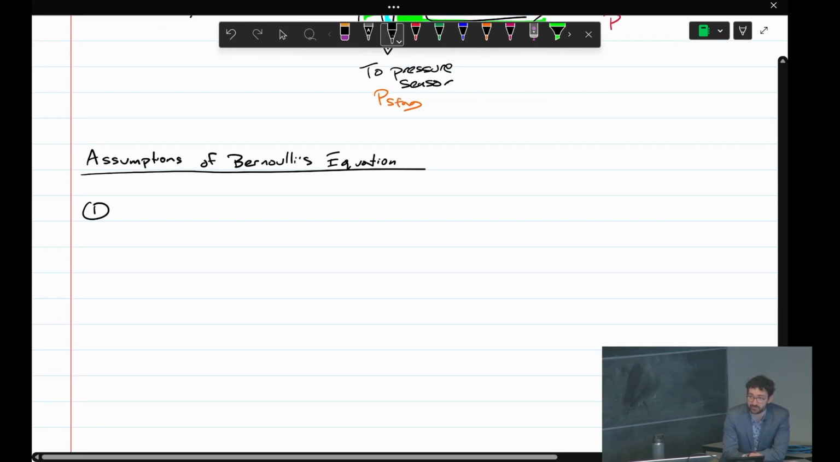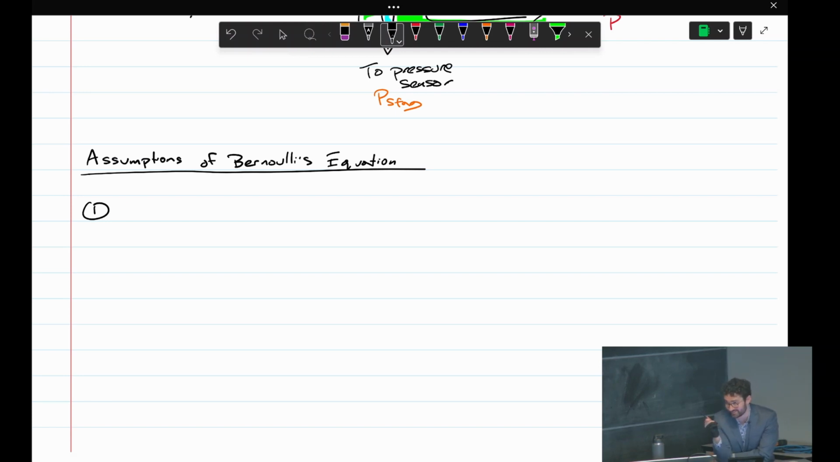The first assumption, and by the way, I will ask you this on the final. These are really important, okay? The assumptions behind Bernoulli's equation are super important, so know this for the final. First one is steady. Steady state flow. This means that our streamlines and our path lines and our streak lines are all the same. Second one is it only applies along a streamline.